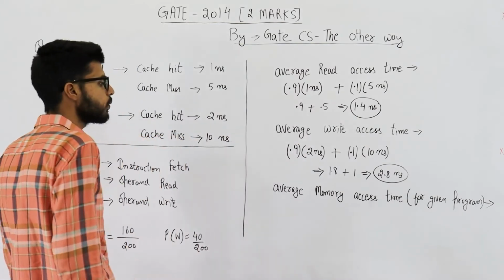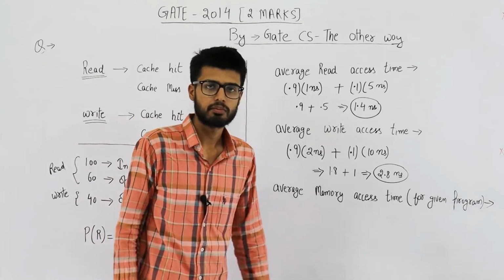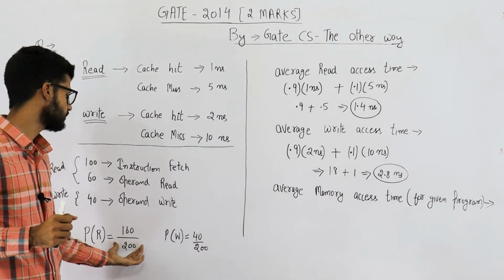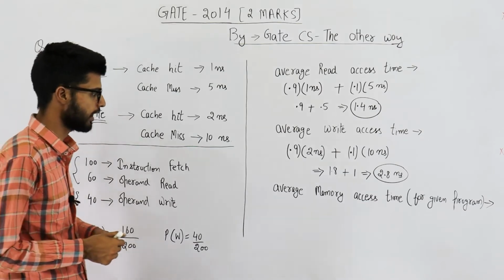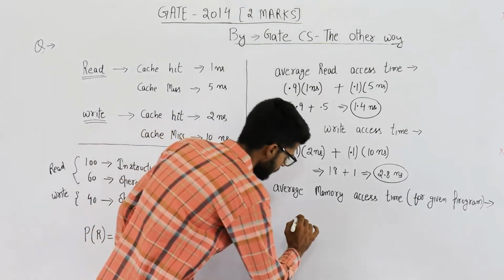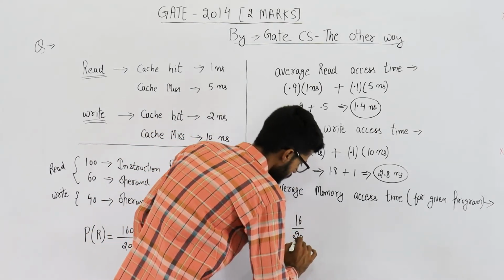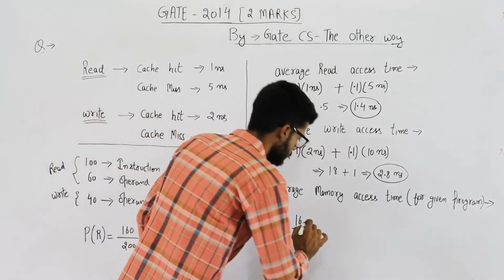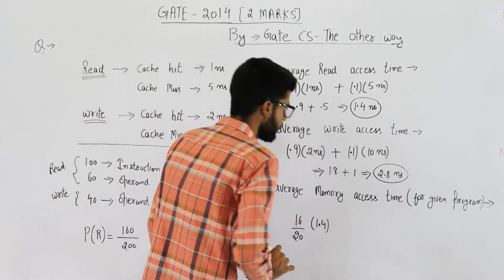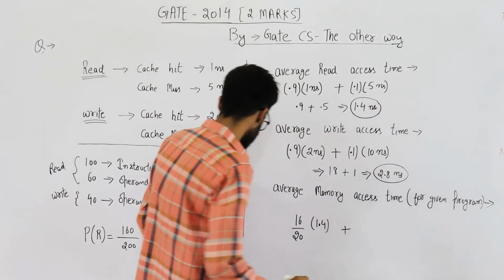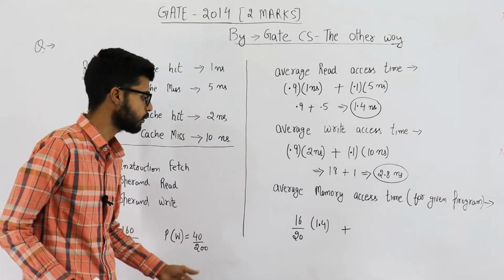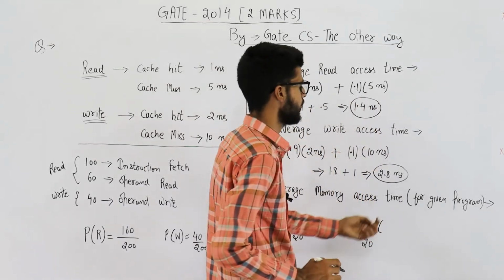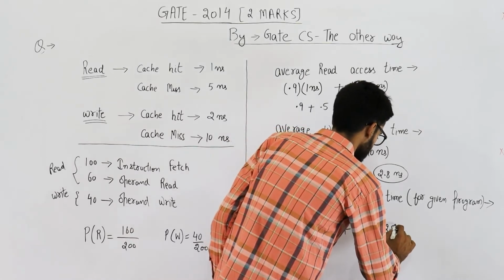Now we are required to find the average memory access time. If a memory access is selected at random, these many chances are of it being read. That means 16 by 20, 16 out of 20 memory accesses will be read, and read requires 1.4 nanoseconds. Plus 4 by 20 memory accesses will be for write, and write requires 2.8 nanoseconds.